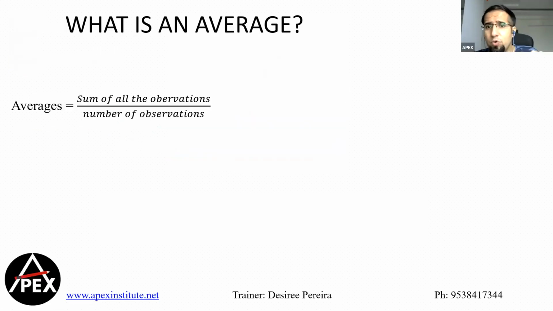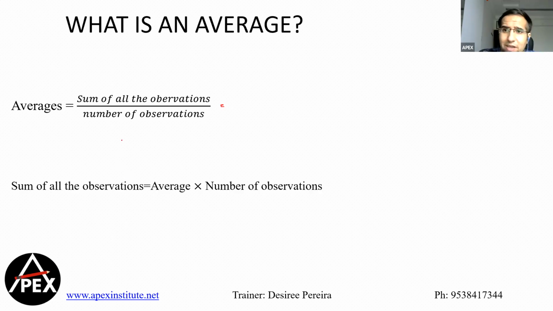We know that average is nothing but the sum of all the observations divided by the number of observations. Whatever observations you have, we take the sum total of them divided by the number of observations. This is if I have one group. Now, if I cross multiply, average into number of observations is equal to sum total.